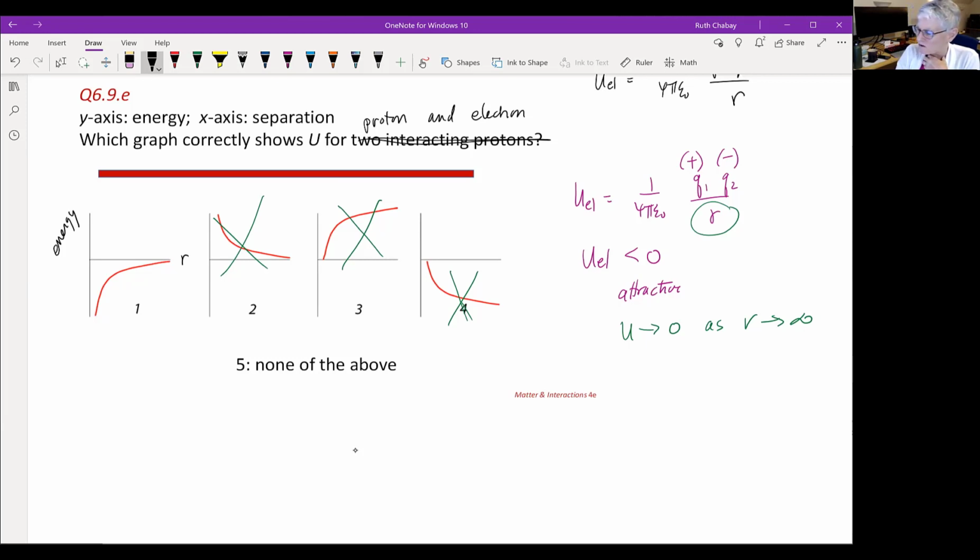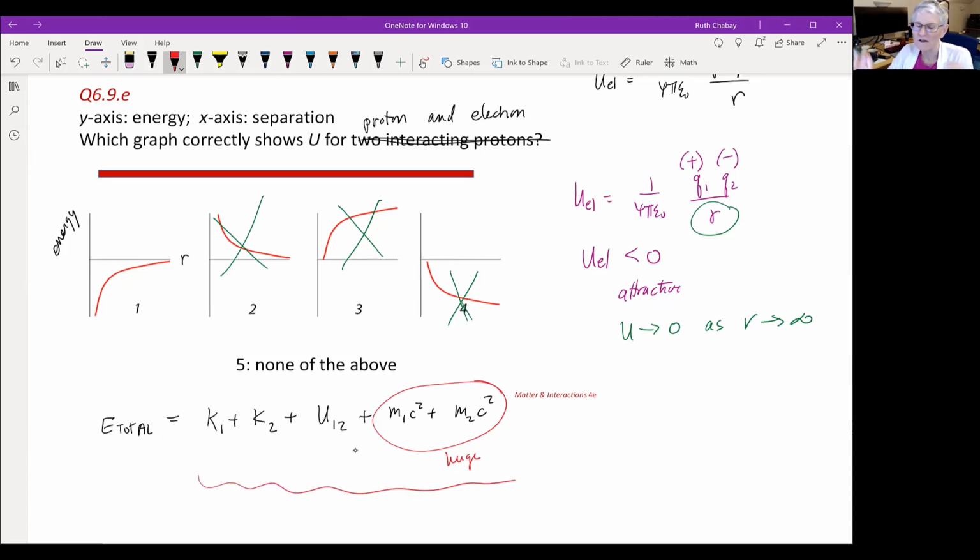Well, the total energy of a system, for a multi-particle system, would be K1 plus K2 plus U12, but don't forget there's an M1 c² and an M2 c², and these quantities are huge. So this thing always ends up being positive because the rest energy swamps everything. So even if this is negative, kinetic energy, of course, has to be positive. And this is large and positive, so it's always going to come out to a positive number.